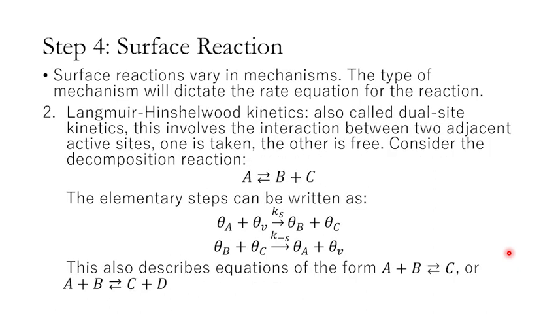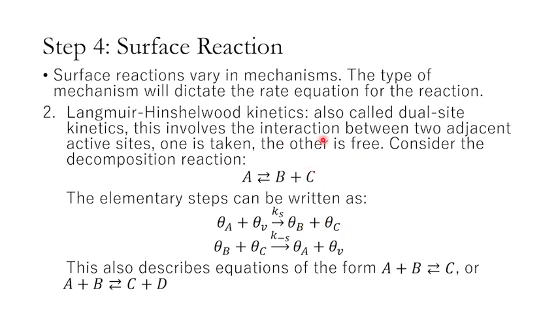For the second mechanism, we have the Langmuir-Hinshelwood kinetics. This is also called the dual site kinetics because this involves the interaction between 2 adjacent active sites. One is taken and the other is free. Consider this decomposition reaction, A yields B plus C, and it's a reversible reaction. We can write the elementary steps as first, an active site containing A plus a vacant active site yields an active site containing B plus an active site containing C.